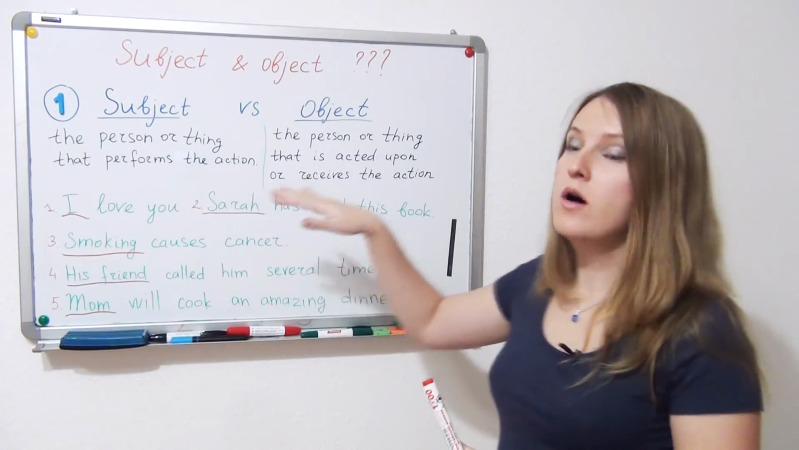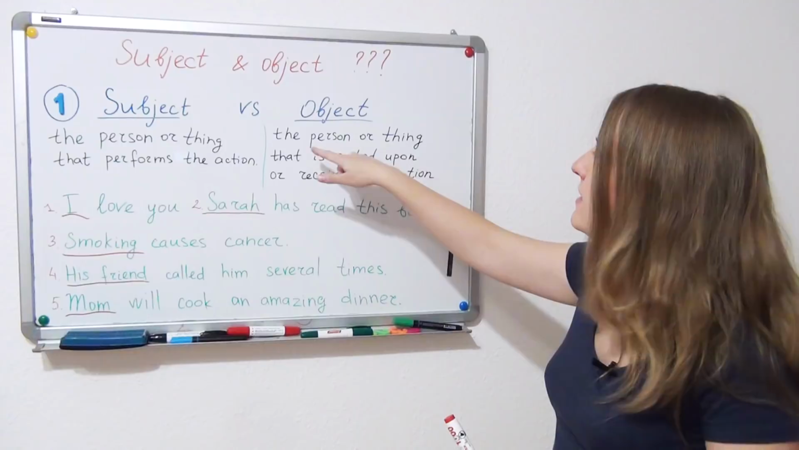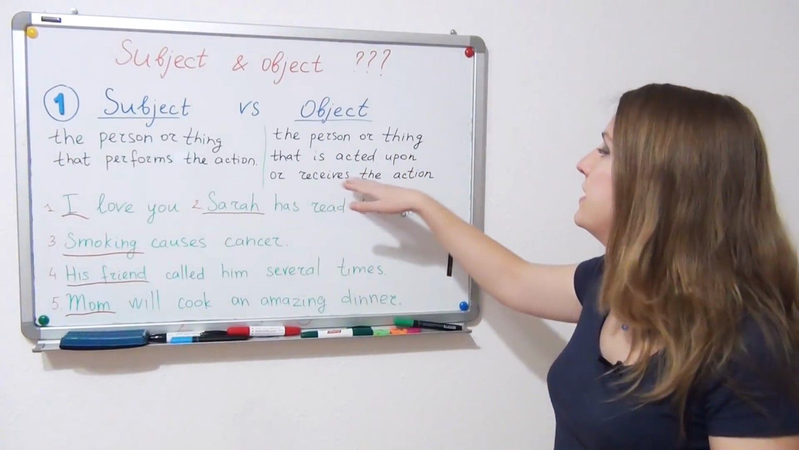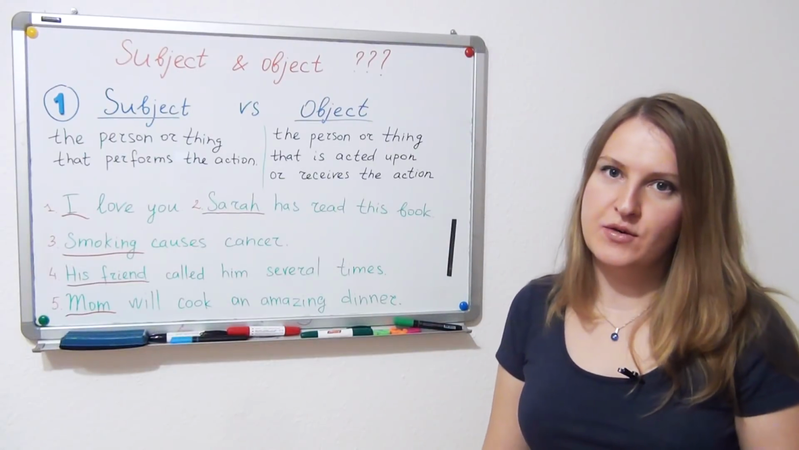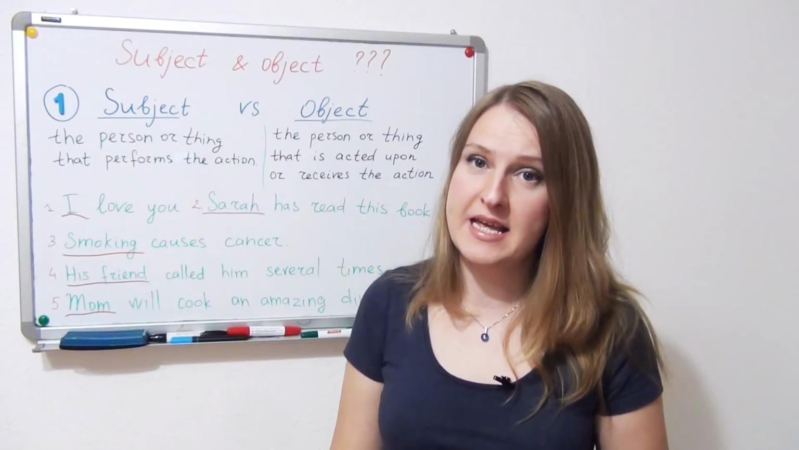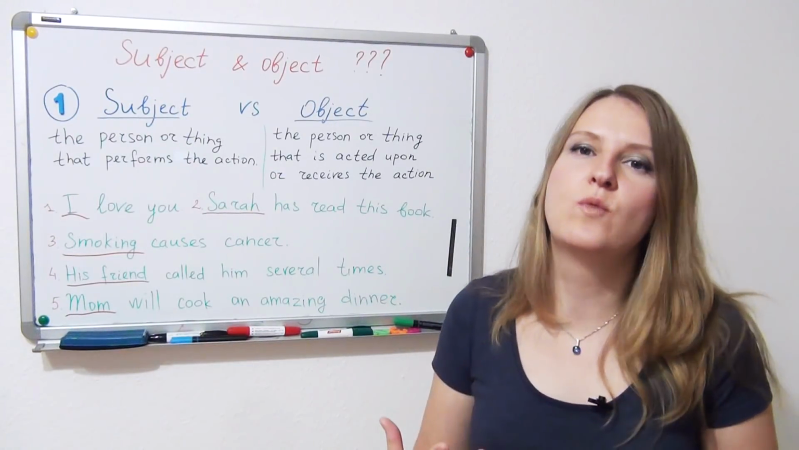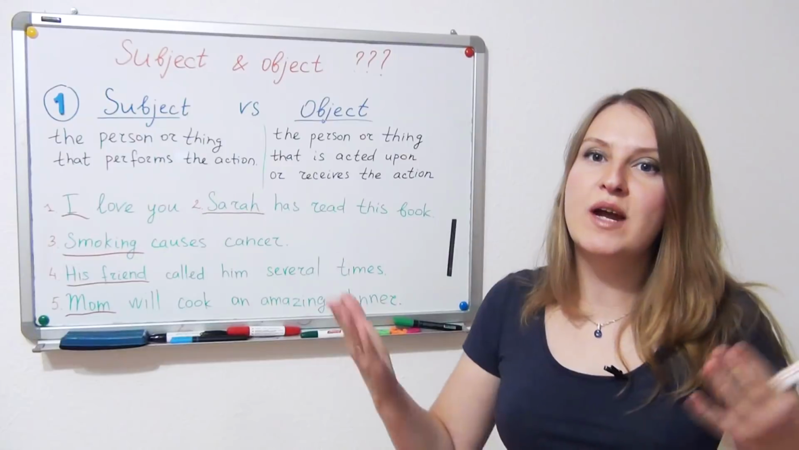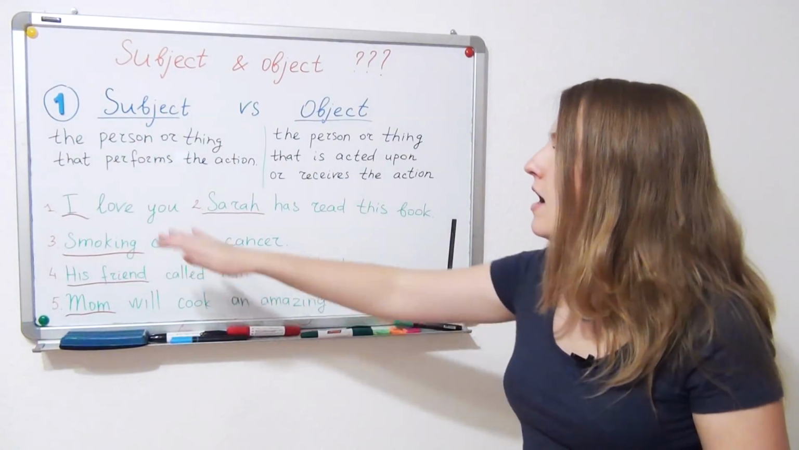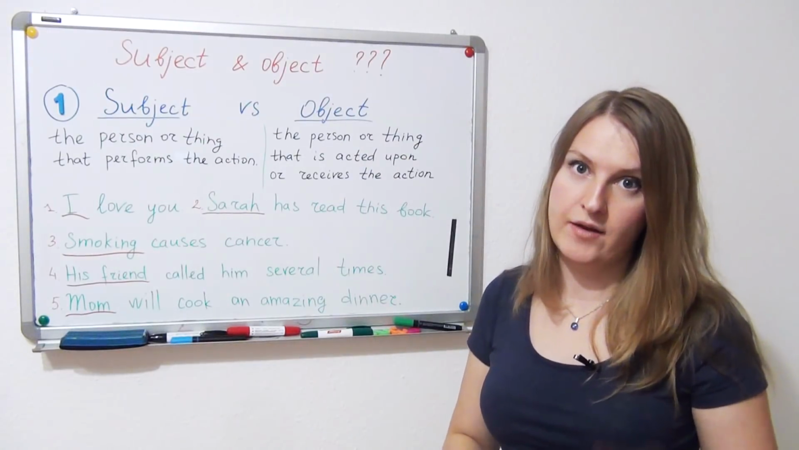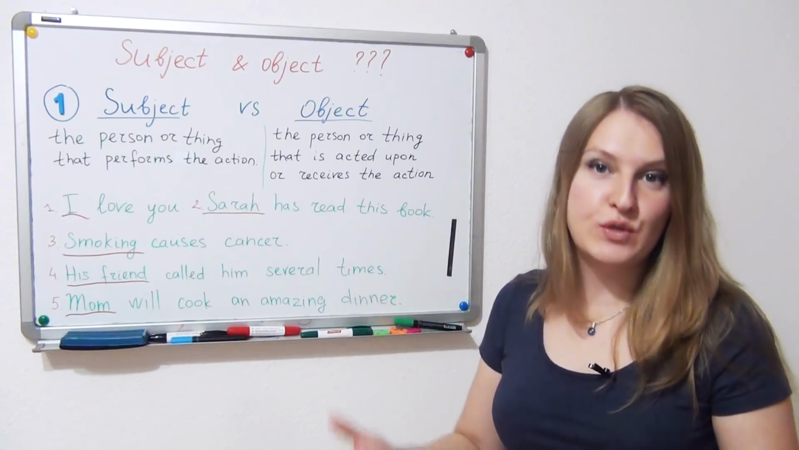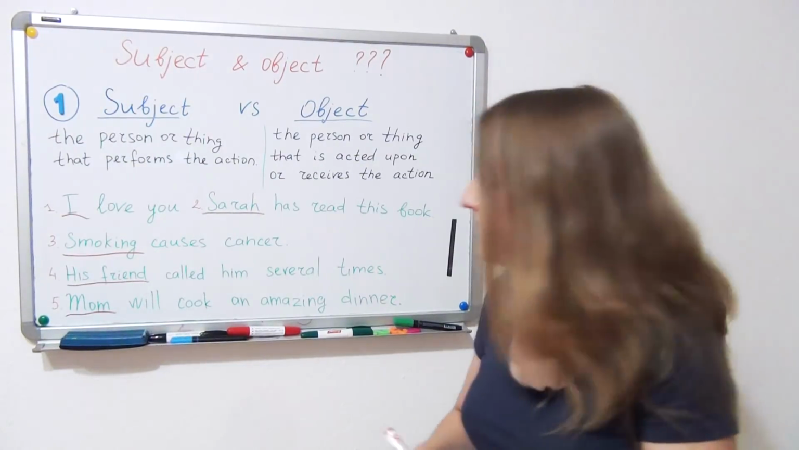Now, as for the object, it is the person or thing that is acted upon or receives the action. So the object is on the other end of the action, so to say. It is being influenced. The action is directed to the object. For example, I love you. It is you who I love. So you is the object here.